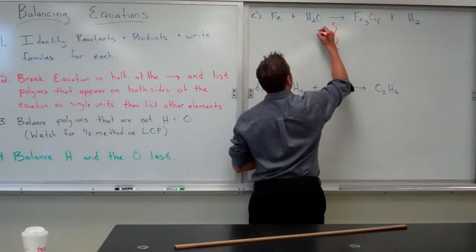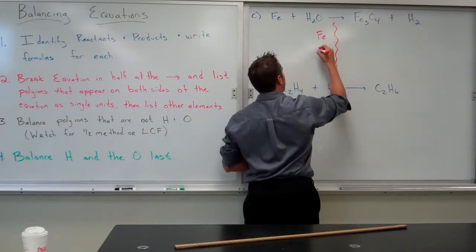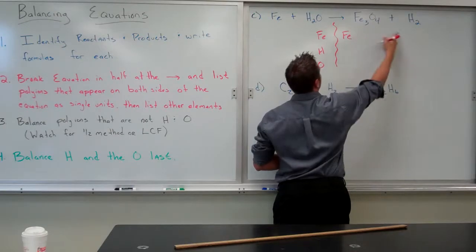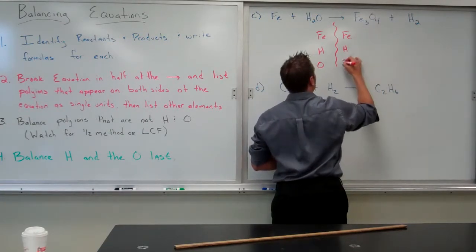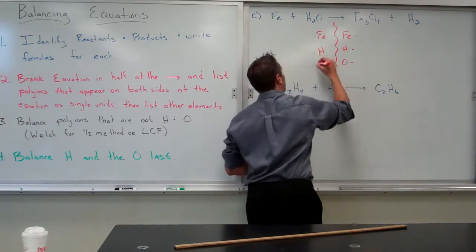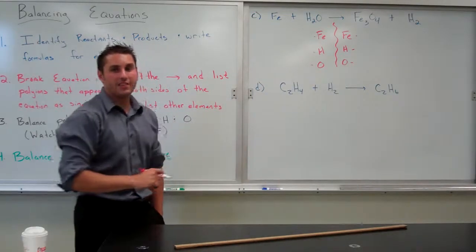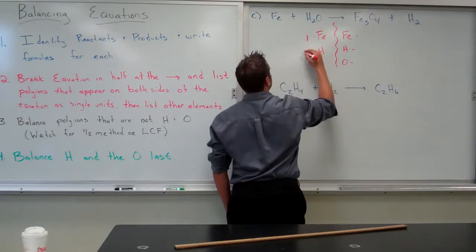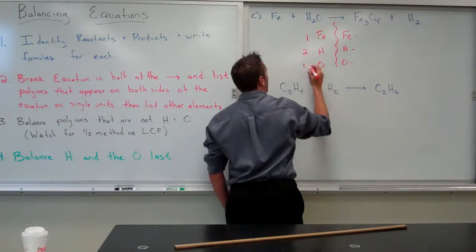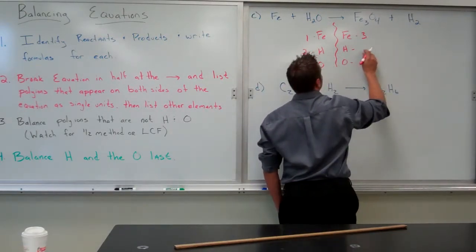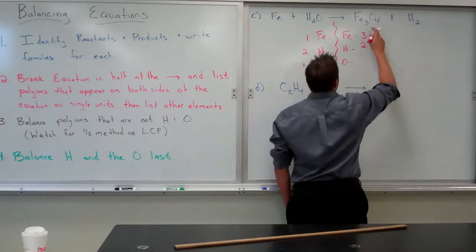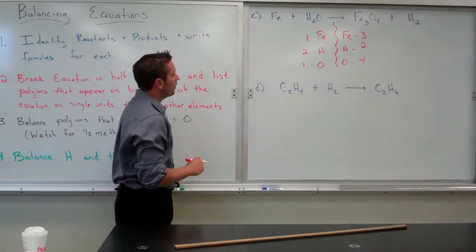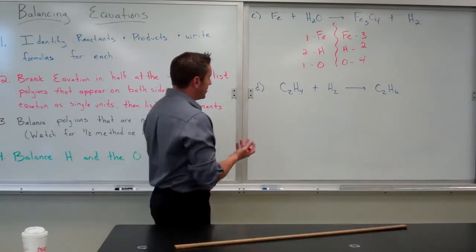Over here, I see an Fe, I see H's, I see O's. Fe's, H's, O's. Then we count how many of each that there are. Over here, I have one Fe, two H's, one O, three Fe's, two H's, four O's. So the equation is obviously not balanced.